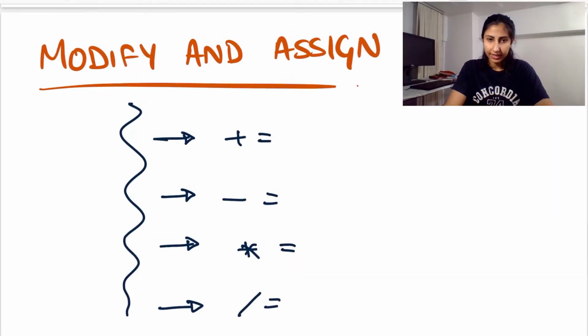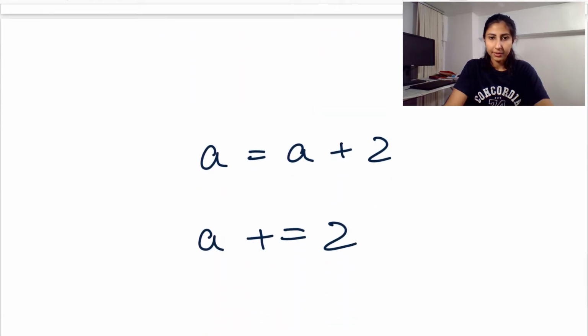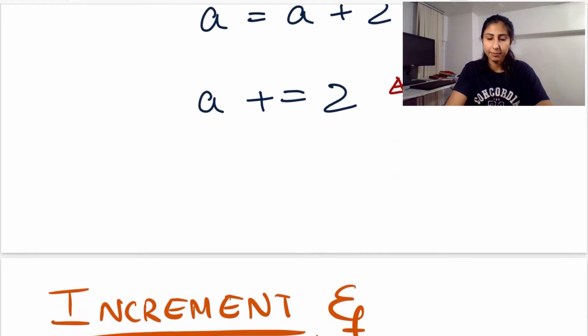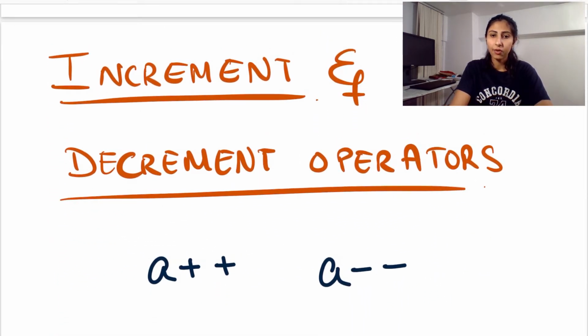Then we have modify and assign operators, which are used to shorten expressions. Like A equals A plus 2 can be written as A plus equals 2. Similarly, this works for all the arithmetic operators. Equations like A plus equals 1 or A minus equals 1, that is increasing or decreasing the value of a variable by 1, can be shortened further by using the increment and decrement operators.